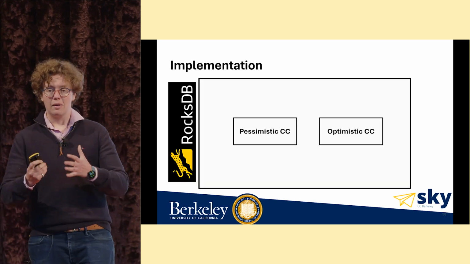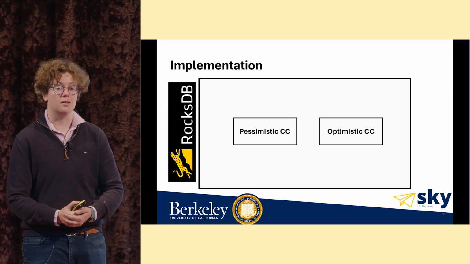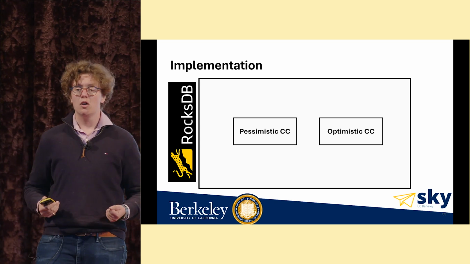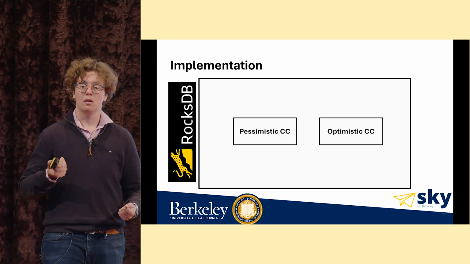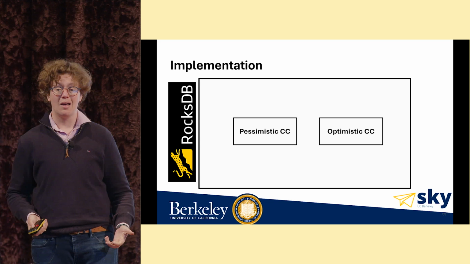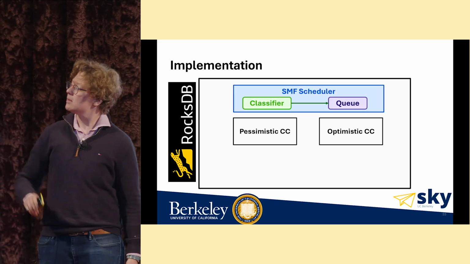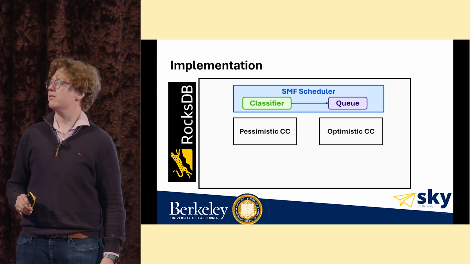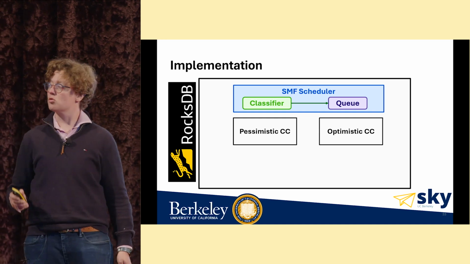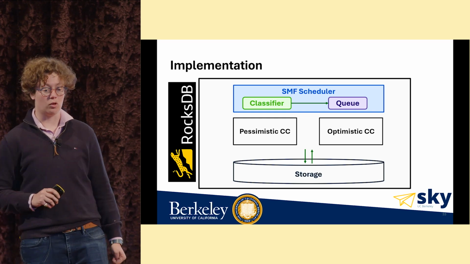So how do we actually go about implementing this? Well, as a reminder, we did not want to touch the correctness of the system. So we implemented this as a bolt-on extension to RocksDB, such that we did not have to touch anything that could affect the correctness of the system. At worst, we'll give you worse performance, but we'll never give you wrong results. So we implemented the SMS scheduler as a bolt-on layer on top of RocksDB, both the pessimistic concurrency control of RocksDB and the OCC logic. And then, as normal, RocksDB goes onto storage.